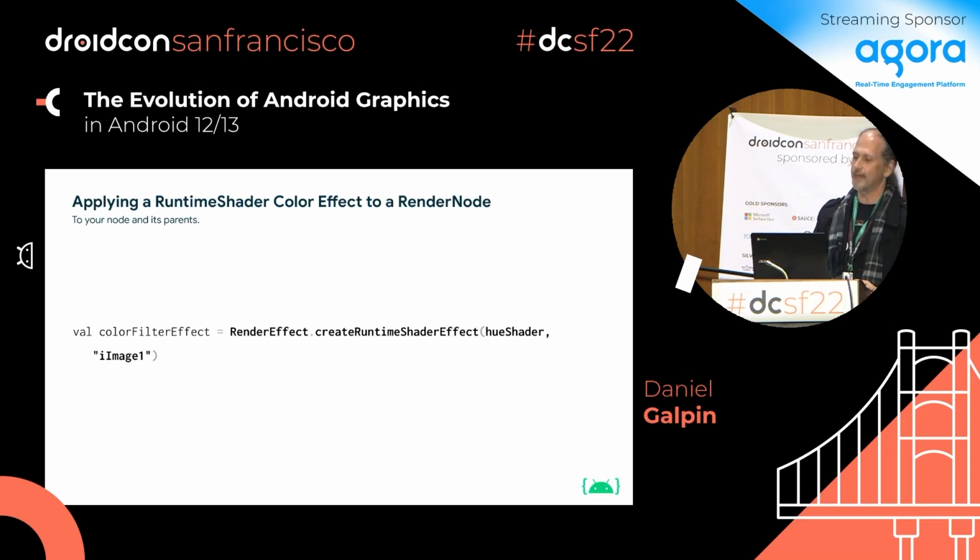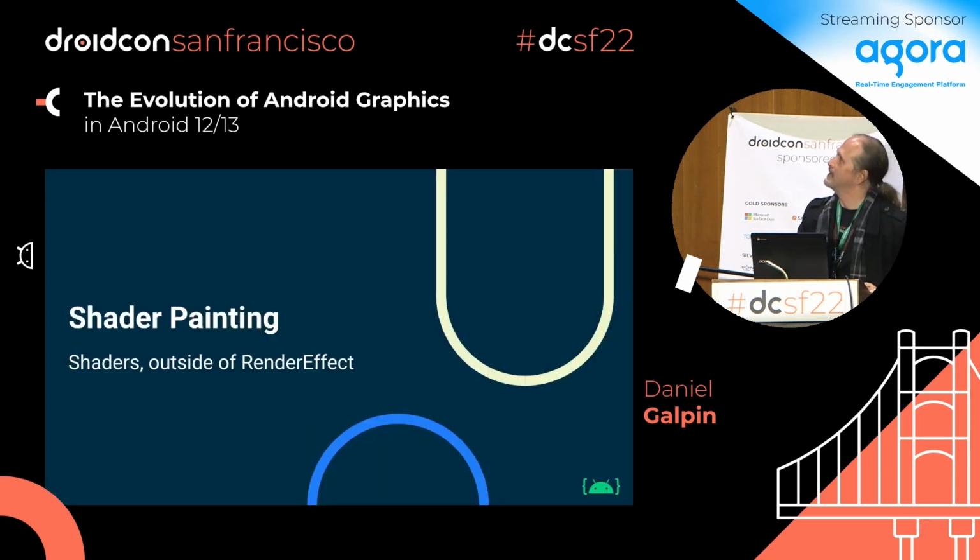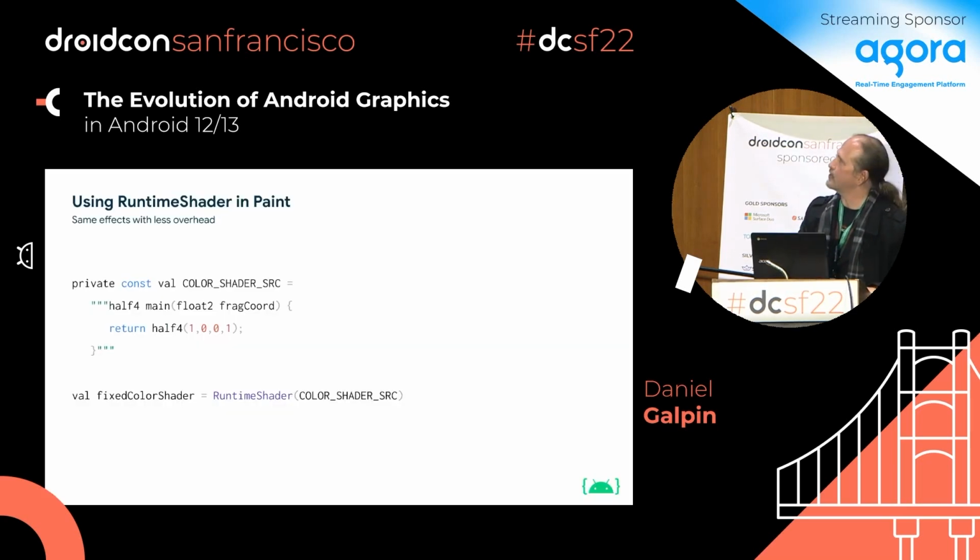I don't have an example of that because I ran out of time, but there is one on the website that I did. You also don't have to use RenderEffect to use shaders. RenderEffect is actually kind of slow because it creates a render node that creates a layer that does a whole bunch of things you might not want to do in your code. So we can actually just use it in Paint.